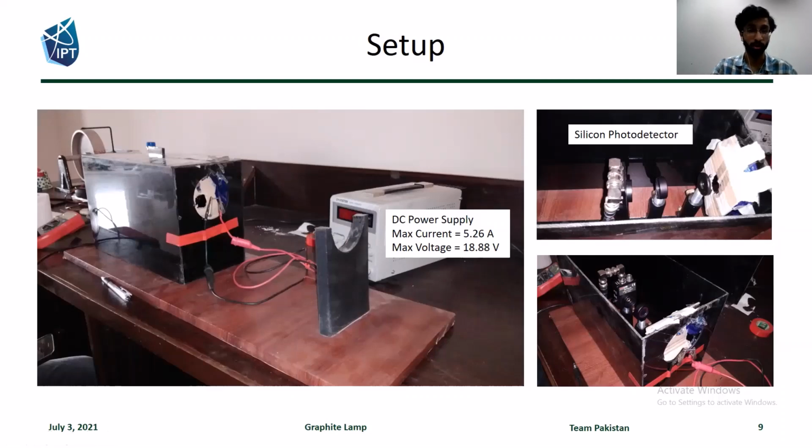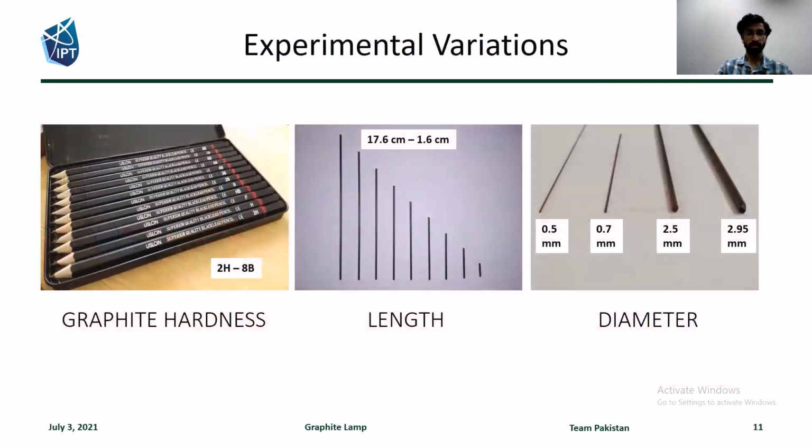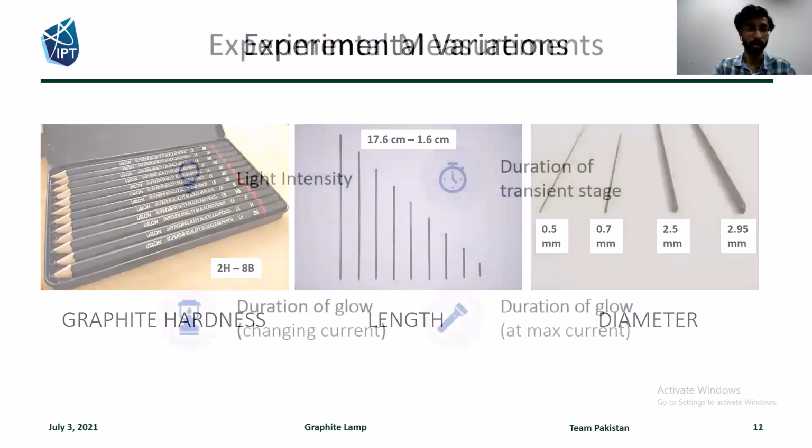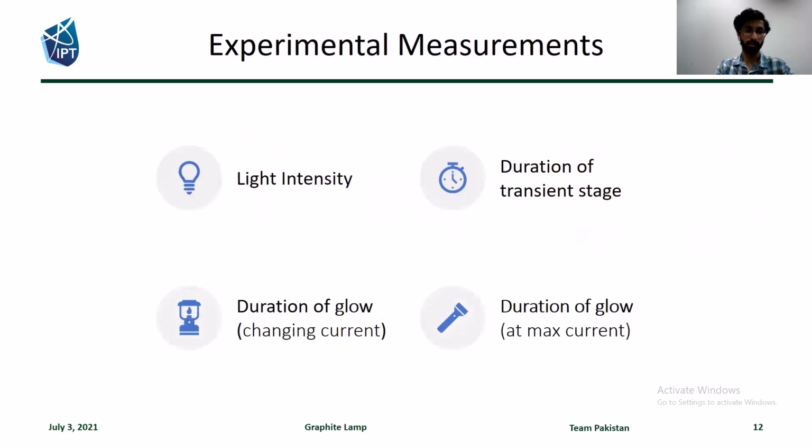The experimental variations that we used for graphite hardness were 2H to 8B, 12 different variations for hardness, and 9 different variations for length, 17.6 to 1.6, and then 4 different variations for diameter as they were available. In terms of experimental measurements, we measured light intensity, the duration of the transient state while changing the current, the duration of the glow, and the duration of the glow at the maximum current as soon as it was reached.